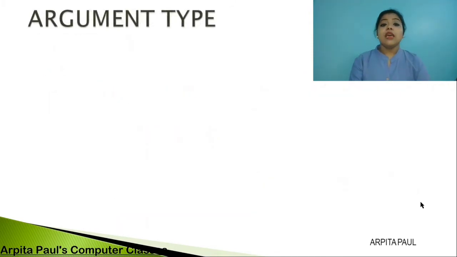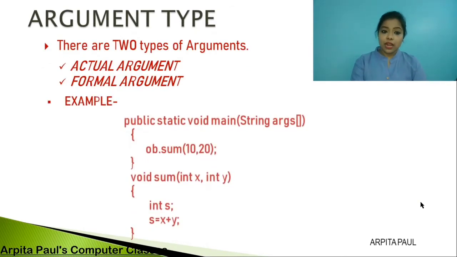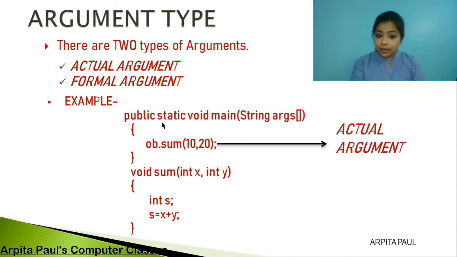Now see what type of argument we can send. There are two types of argument. First one is actual argument and second one is formal argument. Let me explain this with one simple example. Here I have provided public static void main string args. Then I am calling the method using the object. We have to create the object. How to do that, I will show you with one program.